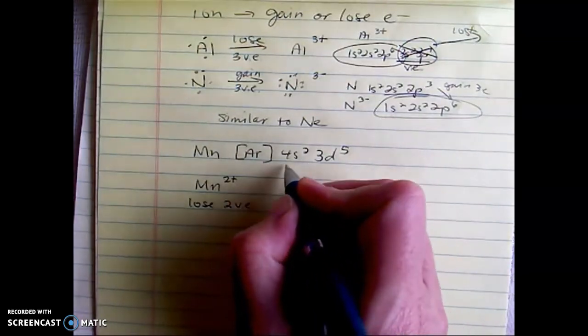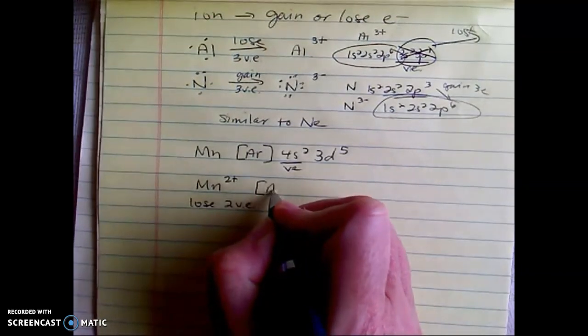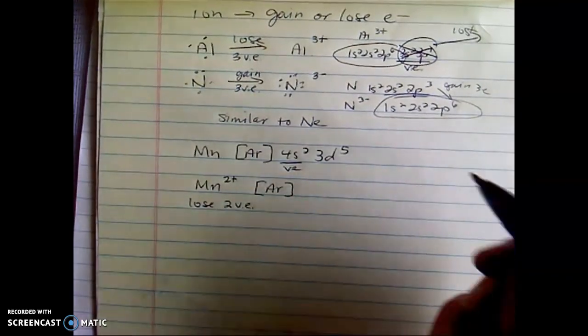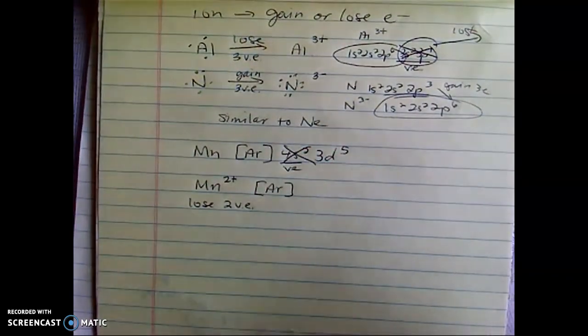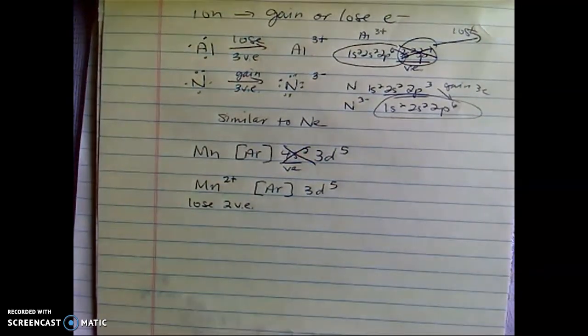So if it wants to lose 2, these right here are your valence electrons. 4 is your highest level. That makes it the outermost level. So when Mn loses 2, those are the 2 that it's going to lose, which means these are gone. And what's left? 3d5. Okay. Now, again, Mn can have other charges besides +2. If it loses any more electrons, they will come out of the D level.